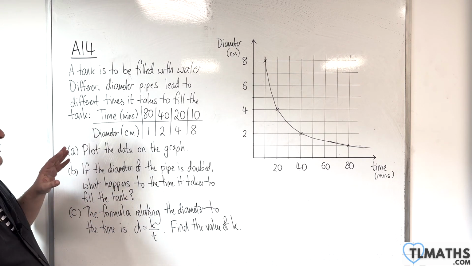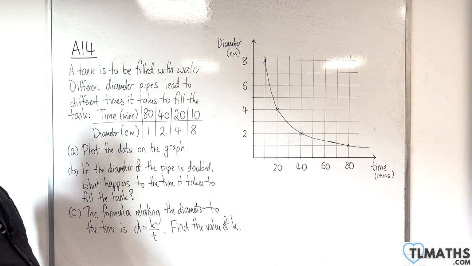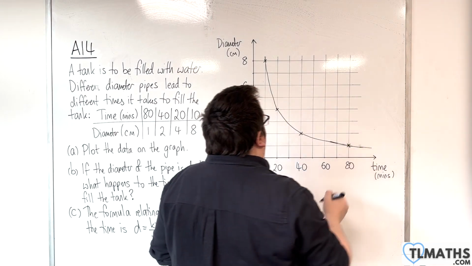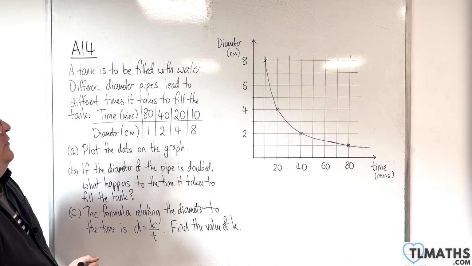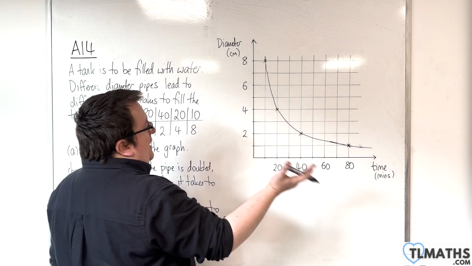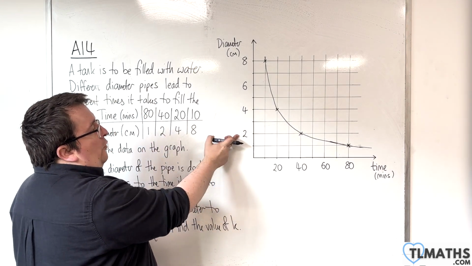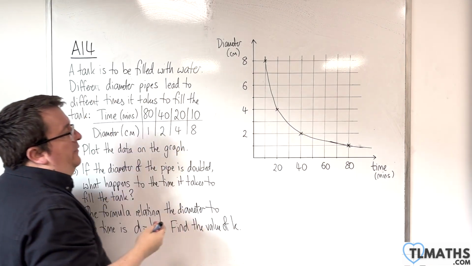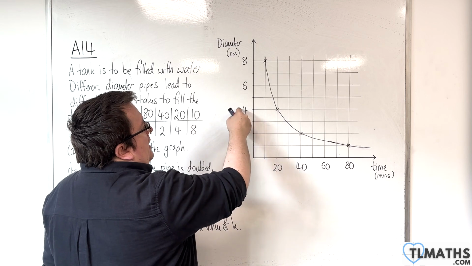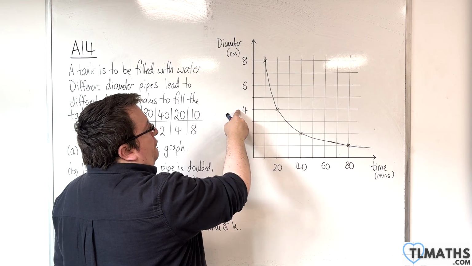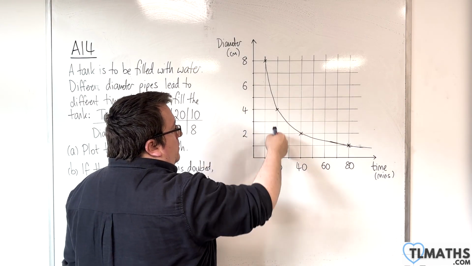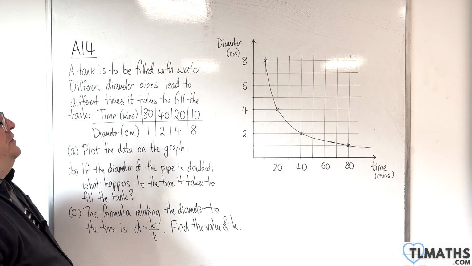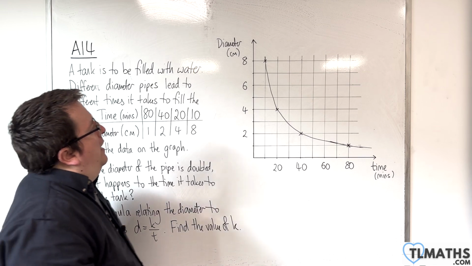Okay, so part B, if the diameter of the pipe is doubled, what happens to the time it takes to fill the tank? Well, what we're really looking at to see here is that if you have, let's say, a diameter of 2 centimetres, that currently has a time of 40 minutes. If you double that, so it goes to 4 centimetres, the fill-up time is now 20 minutes. So the time has halved.